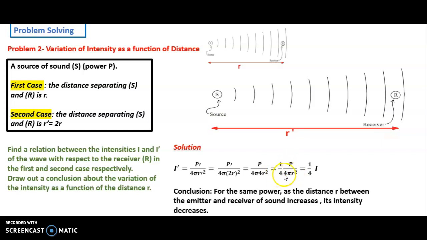Why do we have to factorize? Because I want to obtain one of the factors here to be equal to I, so that I find a relation between I prime and I. So 1 over 4, this is actually I. So I can see here that upon increasing the distance, I prime is a quarter of I, so it decreased, it did not increase. So for the same power, as the distance R between the emitter and the receiver of sound increases, its intensity decreases with respect to the receiver.